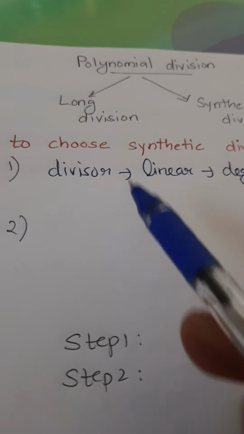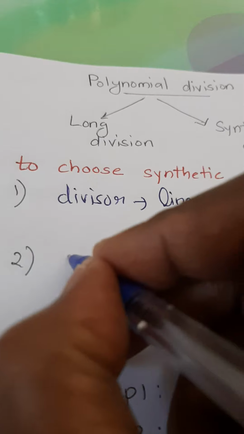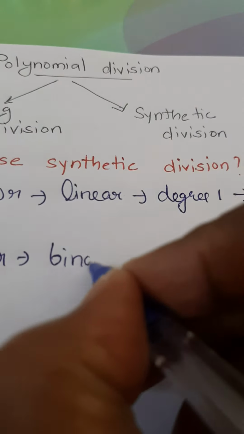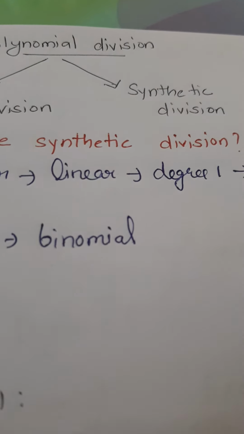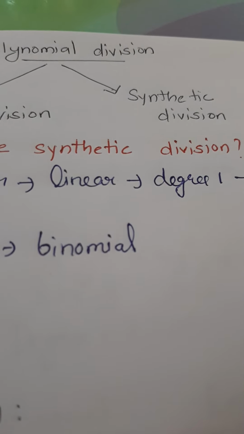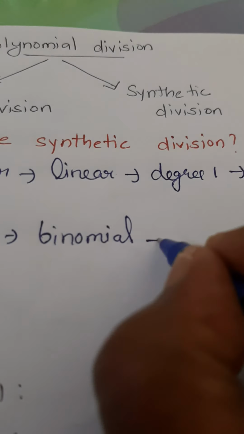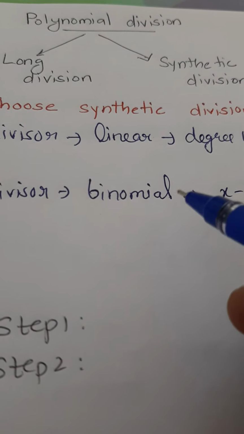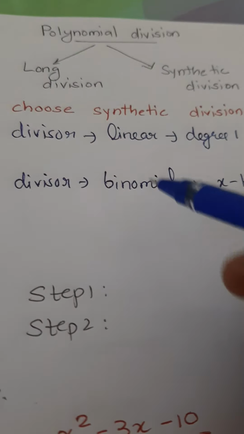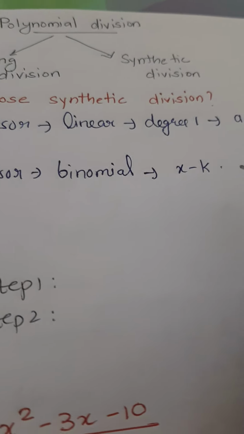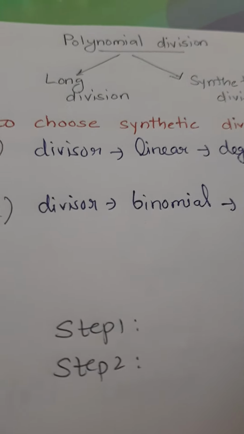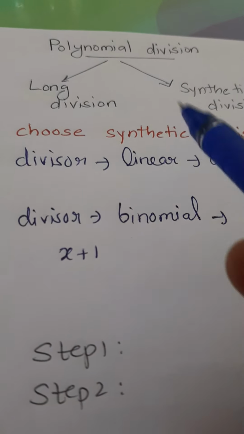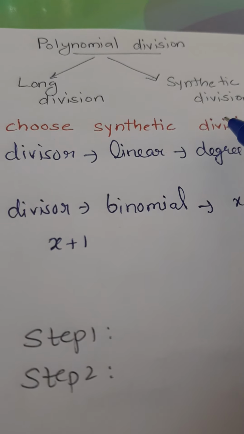So the divisor should be a linear polynomial with leading coefficient 1, or in other words, the divisor should be a binomial. By binomial it means the polynomial should have only two terms, of the form x minus k. These two are actually the same thing, just represented in other words. Now let me give you a few examples. Suppose the divisor is x plus 1. In this case, instead of going for long division, you should choose synthetic division.